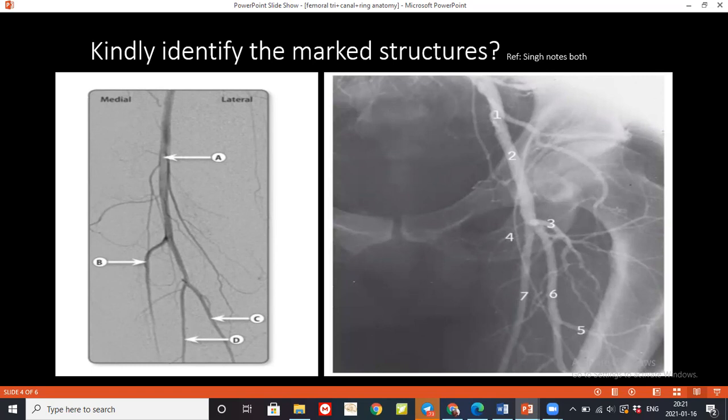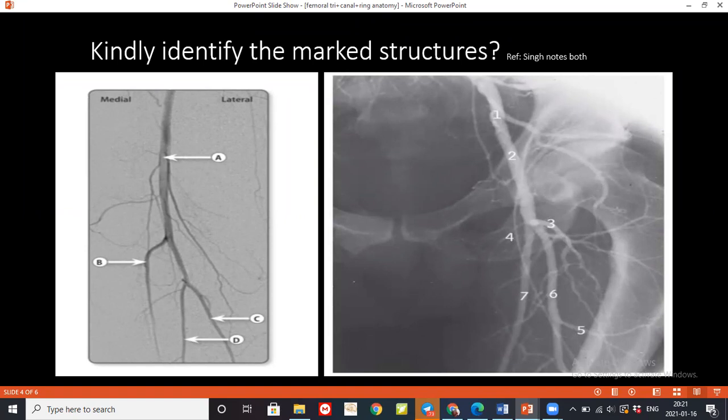Can you please tell me, there is another canal located in the mid-thigh, what is it called? Adductor canal or subsartorial canal. What are the boundaries of the adductor canal? Laterally is vastus medialis muscle, posteriorly the adductor longus and adductor magnus, and the roof will be sartorius. That's why we call it the subsartorial canal.